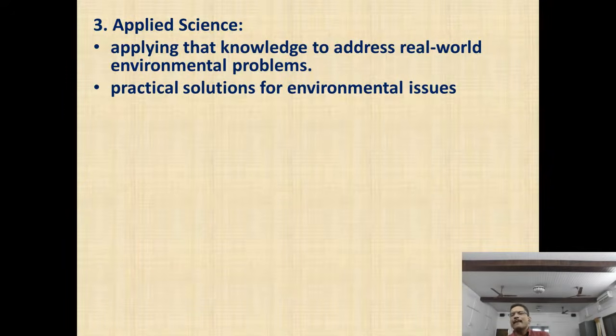Environmental studies is an applied science. What is applied science? Any science can be considered as applied when it helps to solve real life problems. I would give a very simple example of mathematics. Mathematics is an applied science.